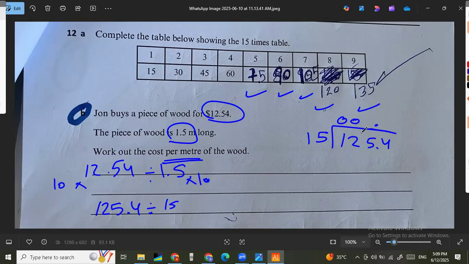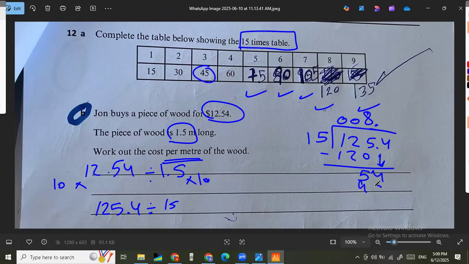15 goes into 125. Let's look at the 15 times table. That's why they gave it to you at the beginning of the question. 15 times what is 125? We don't have 125, but the closest thing is 120, which is 8. So 8 times 15 is 120. Subtract, 5. Bring down the 4. How many 15s are in 54? We don't have 54, but the closest thing to 54, and it must be less, it cannot be greater, is 45, which is 3. So 3 times 15 is 45.